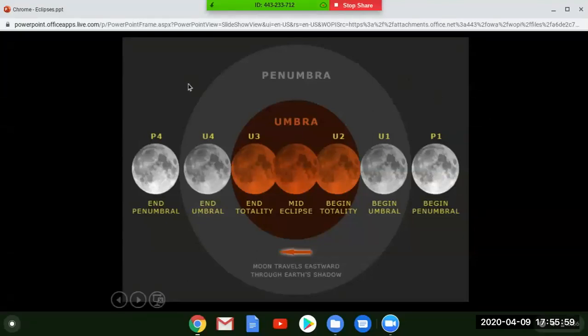That's a penumbral lunar eclipse. When it goes partially through the umbra, that's a partial. But when it goes totally into the umbra and it gets reddish, that's a total. That's a total lunar eclipse.